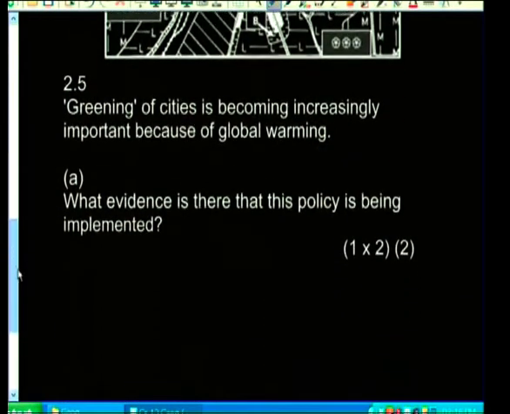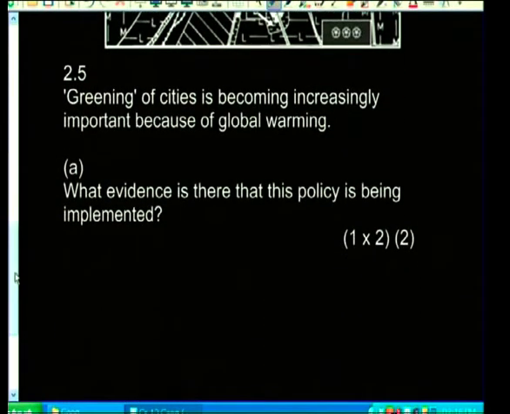2.5 says, the greening of cities is becoming increasingly important because of global warming. You should know by now that global warming is referring to the Earth's temperatures getting hotter and hotter, and there has been a move by most city centres to employ this greening concept of building more parks, allowing for more carbon dioxide to be absorbed, a lot of oxygen to be given off, those types of things.